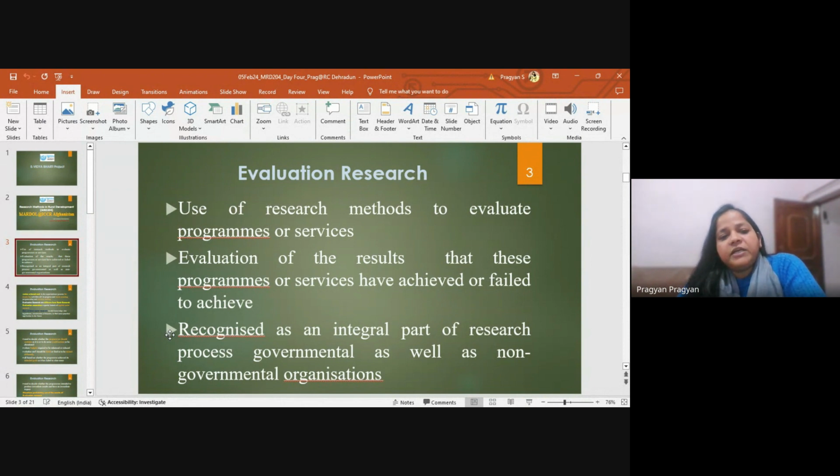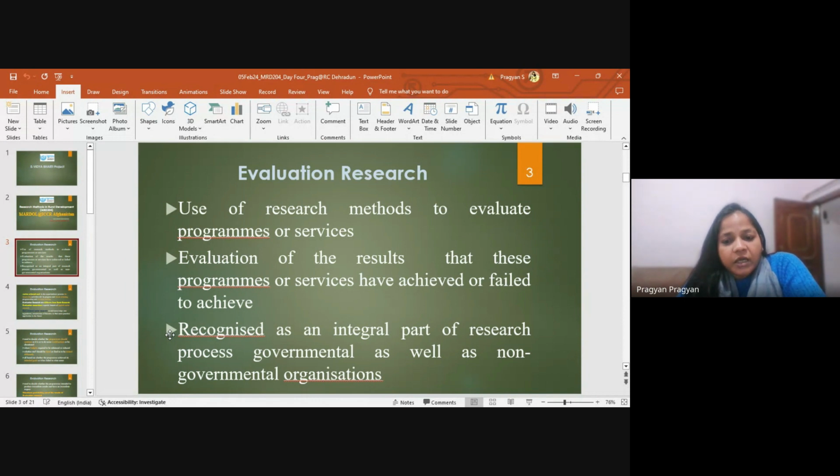Because this kind of evaluation research method can help us to evaluate the flow or the supply of development programs and services of a particular agency, that can be governmental as well as non-governmental. Those are actually a kind of evaluation, not the evaluation of that agency as such. Rather, those are specific in terms of results.